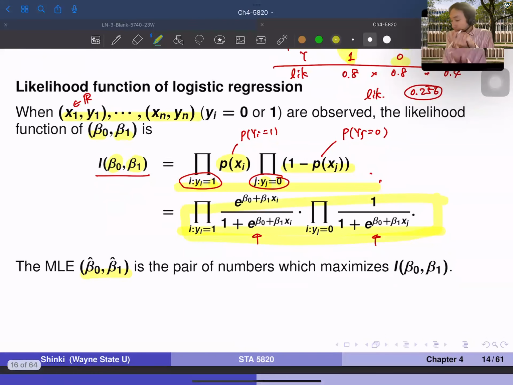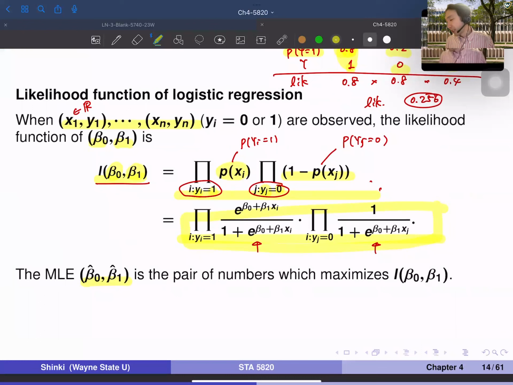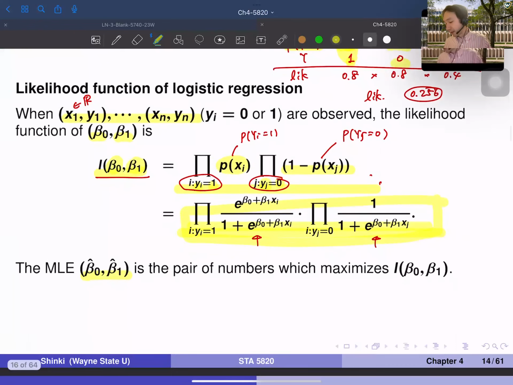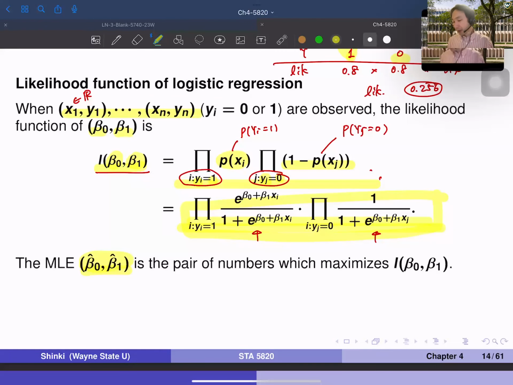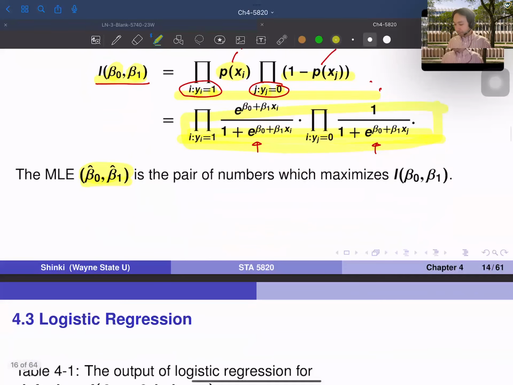Any questions? In principle, I think all of you understood this. The estimation is more complicated than linear regression. In linear regression, we minimize the sum of squared errors, but that is just a quadratic function of beta naught and beta 1, so we can do some linear algebra to solve it. But here it is a more nonlinear function, so we need numerical methods to optimize the parameters, to get beta naught hat and beta 1 hat.